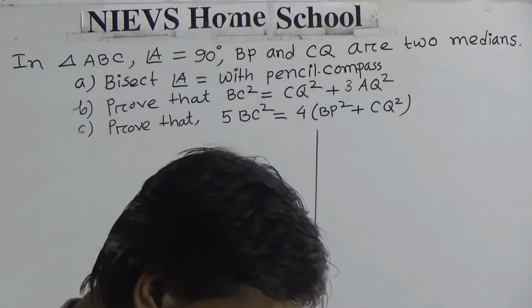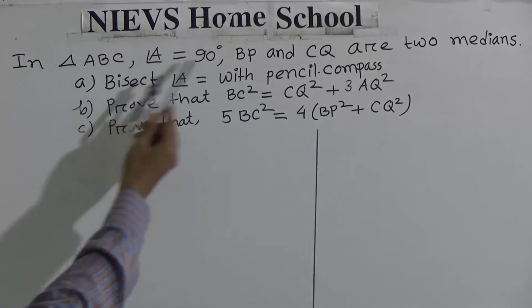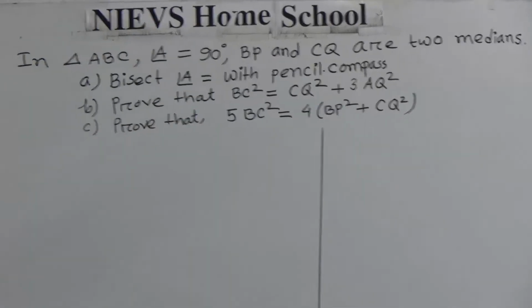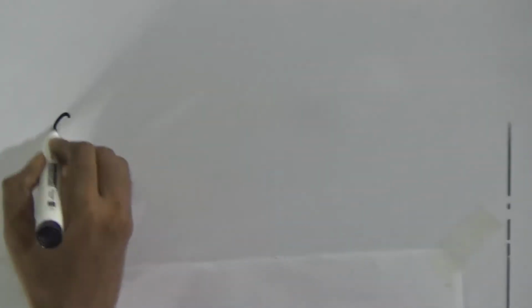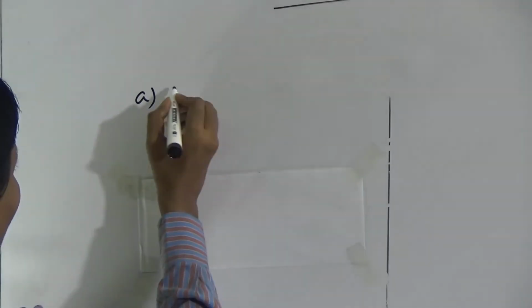Okay, dear student, in our question, bisect the angle A with the pencil compass. You see, angle A is 90 degree. Now I want to teach you question number A. What is given?